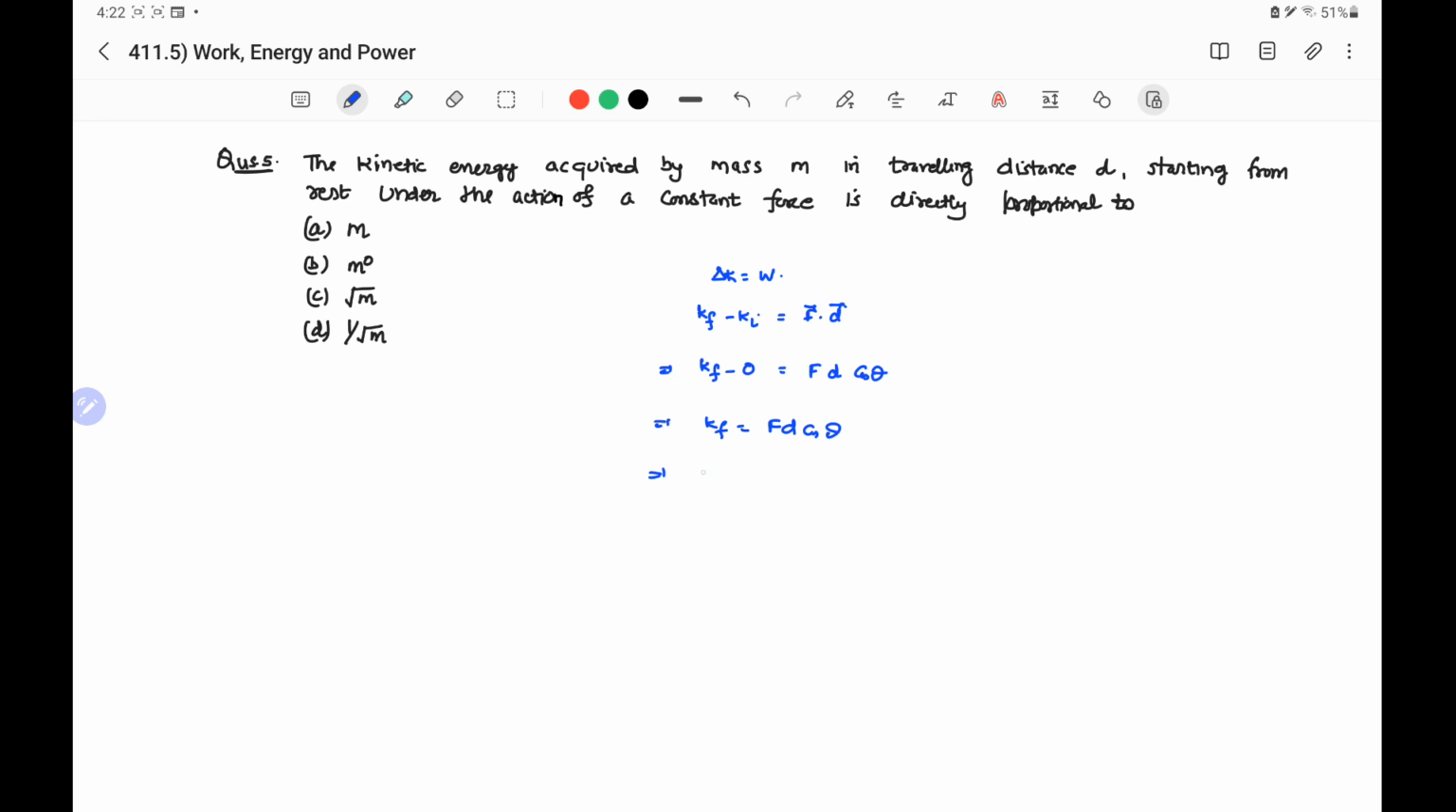So kinetic energy acquired will be proportional to, because it is given that force is constant, so Kf is proportional to d cos theta. Hence we can say that acquired kinetic energy is independent of the mass. Hence option B is the correct option.